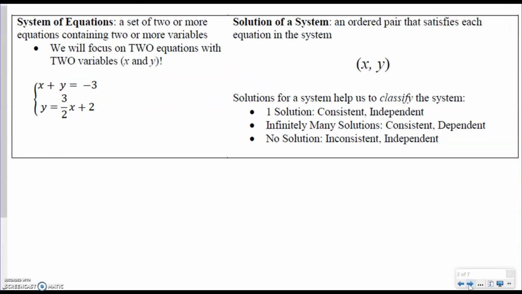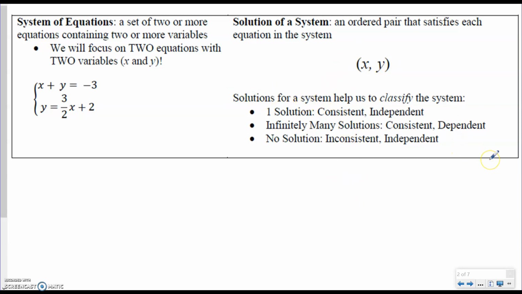Okay, a system of equations is a set of two or more equations containing two or more variables. We're focused on two equations with two variables. You will build on that in Algebra 2. The solution is an ordered pair. It is extremely important to remember that your ordered pair has the x value first and then the y value. You must have both to be able to write your answer down.